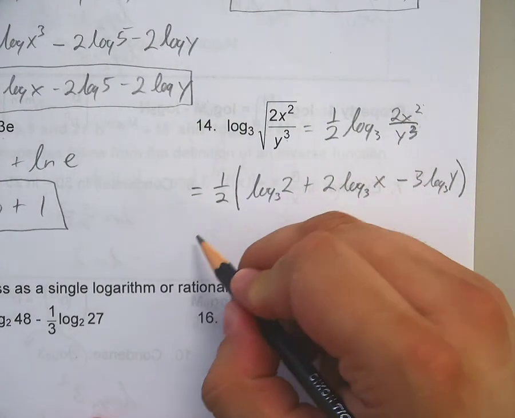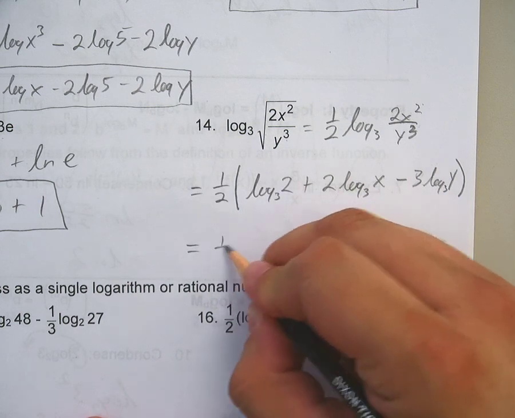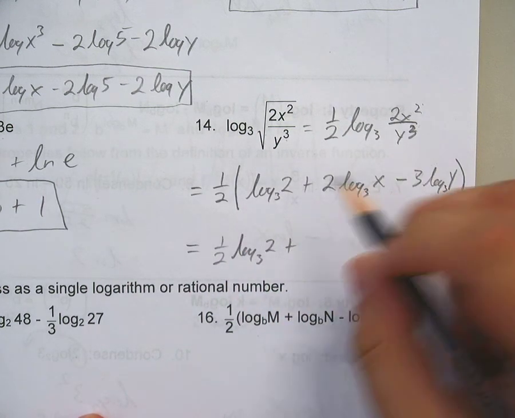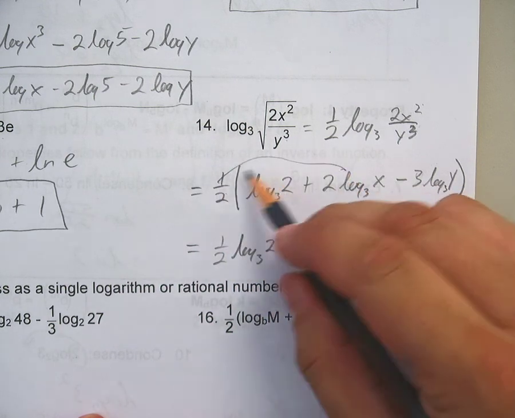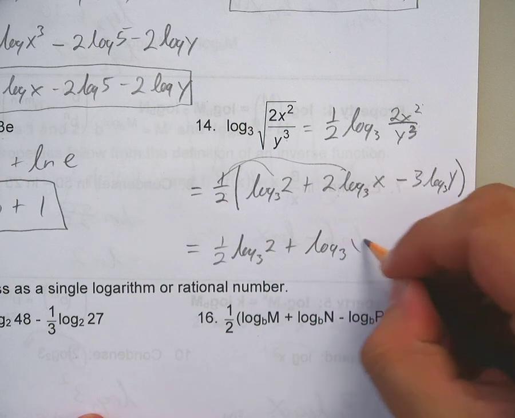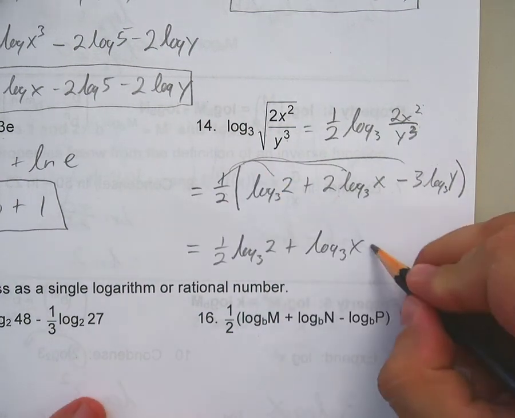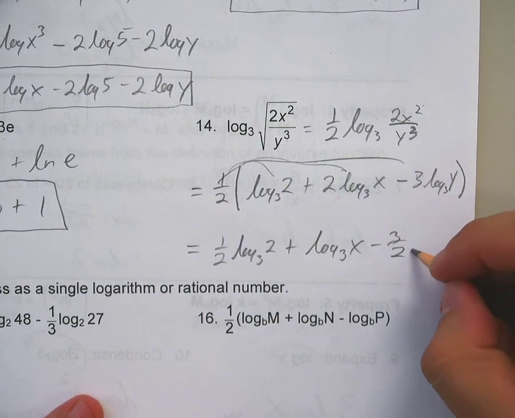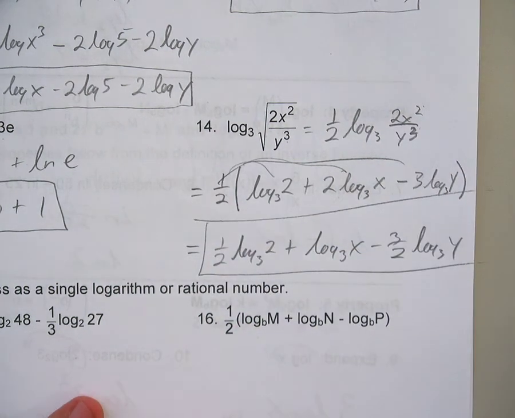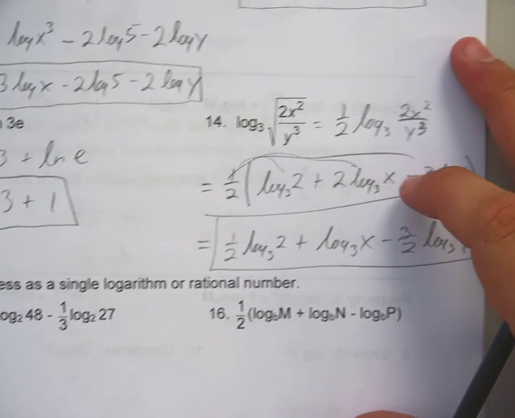And then simplify a little bit, distribute your 1/2. You have 1/2 log base 3 of 2 plus 1/2 times 2 is 1, so that's log base 3 of x minus 3/2 log base 3 of y. Not too shabby, is it?